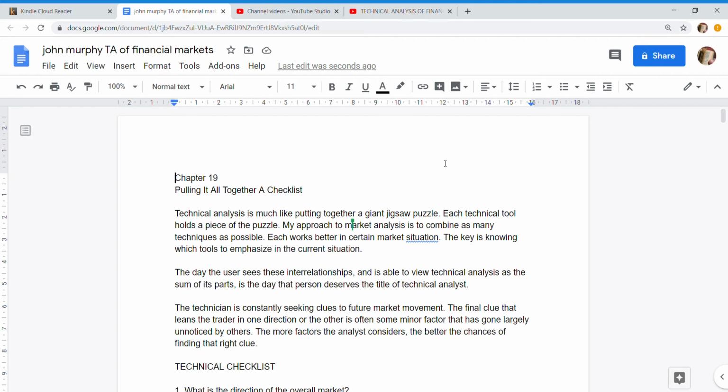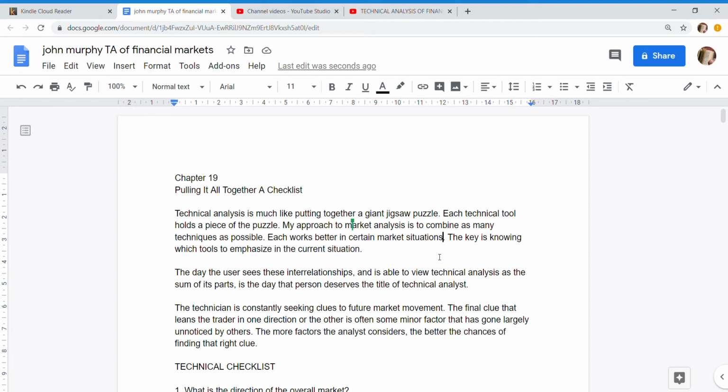Chapter 19. Pulling it all together, a checklist. Technical analysis is much like putting together a giant jigsaw puzzle. Each technical tool holds a piece of the puzzle. My approach to market analysis is to combine as many techniques as possible. Each works better in certain market situations. The key is knowing which tools to emphasize in the current situation.